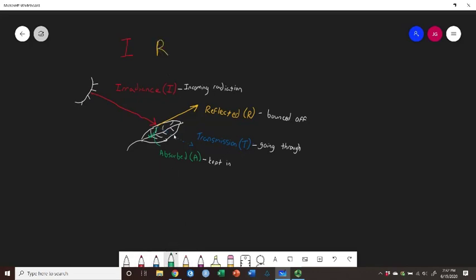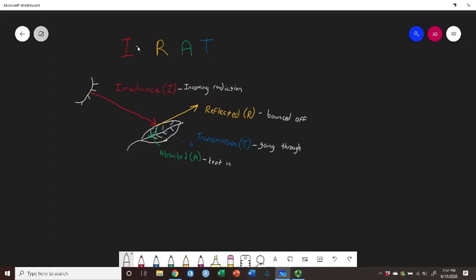Our absorption. And then finally, our transmission. I like to think of it as IRAT, just because it's a mnemonic device I find helpful. But the way these things are related, and hopefully this makes sense, right?